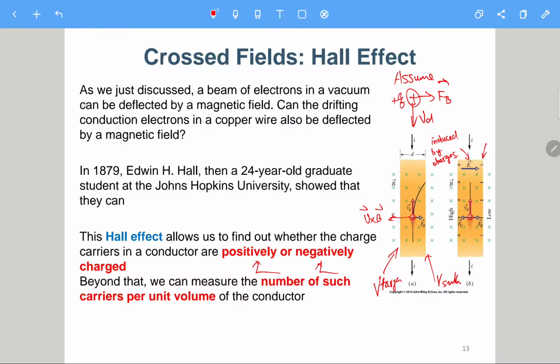Any questions regarding the Hall effect?